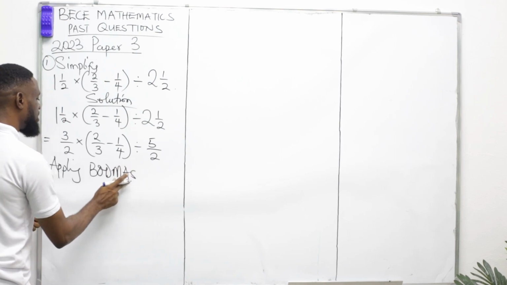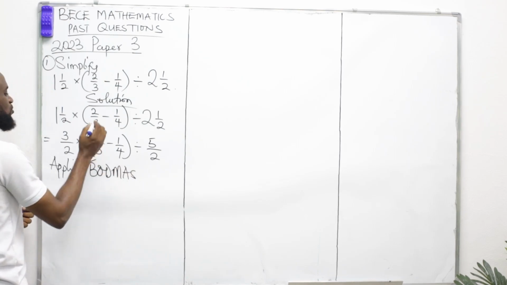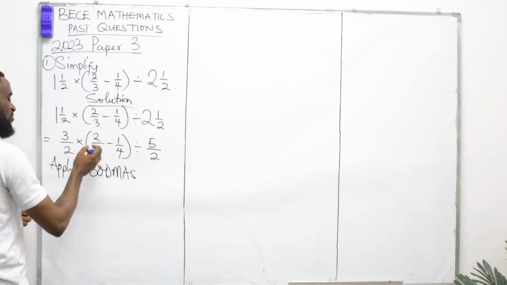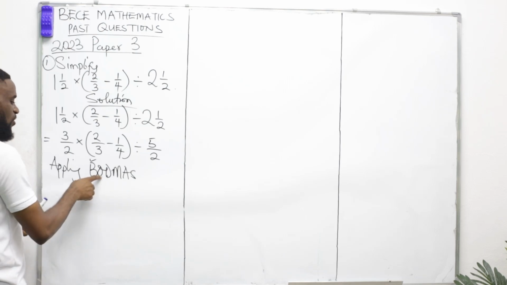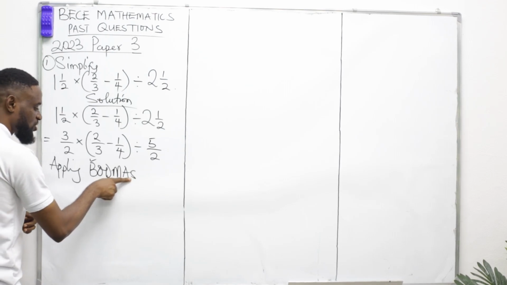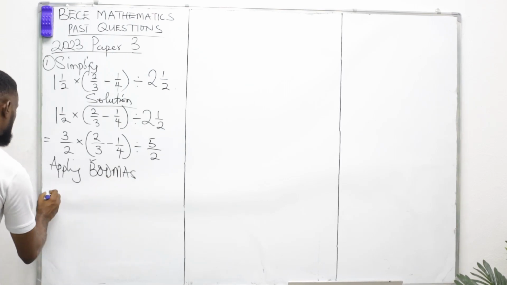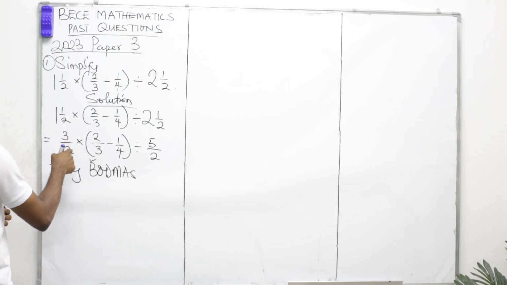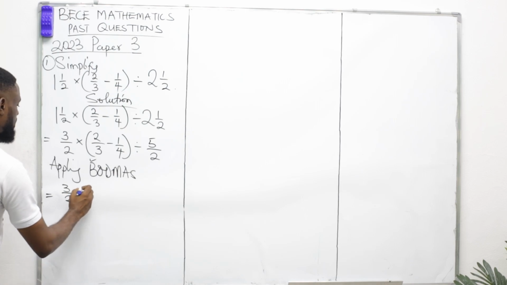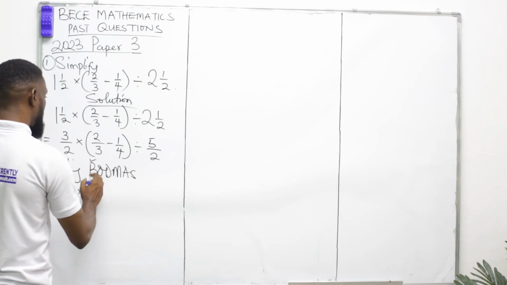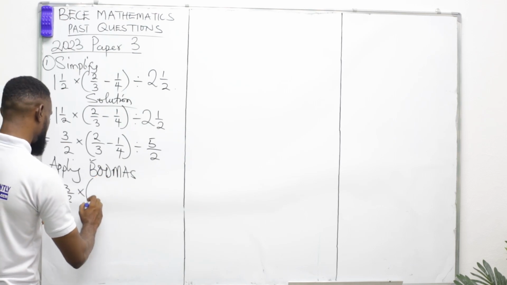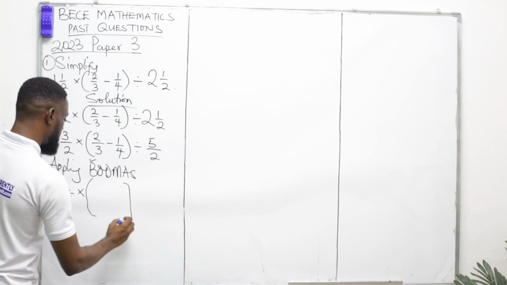What does BODMAS say? BODMAS says you should do what first? Bracket. So we need to look at bracket first. We need to simplify what we have in the bracket. Then of, then division, multiplication, addition, and subtraction. So let's go. Because 3/2 is not inside the bracket, we'll still bring it down. 3/2 should still come down, multiplied by, let's see what we have in the bracket now. Let's still keep it inside the bracket until we finish.